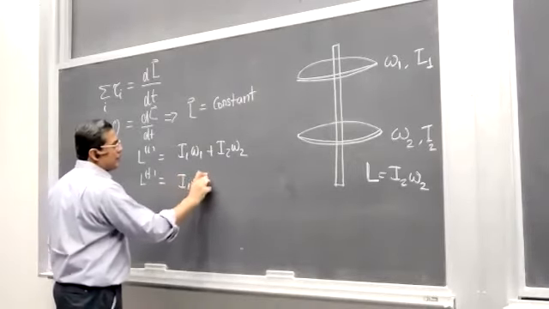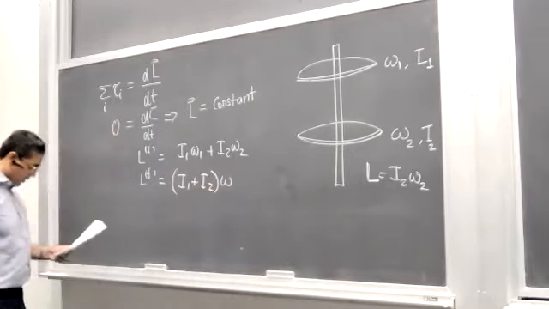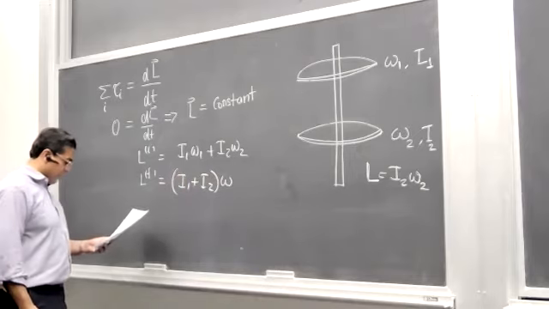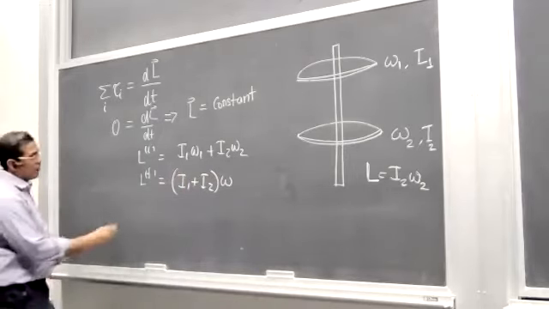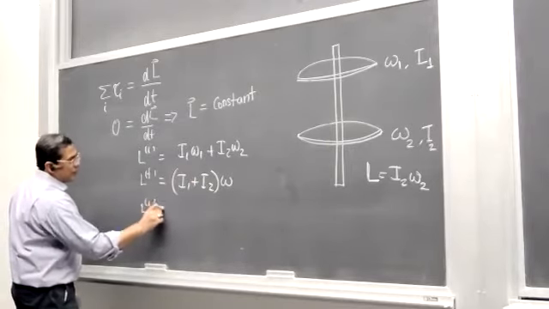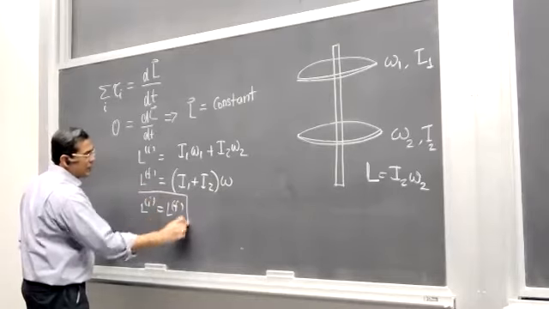I1 plus I2 times a common frequency, omega. All right. And then you can come up with various relationships. And we know that Li would be equal to Lf. And now you can use this relationship.